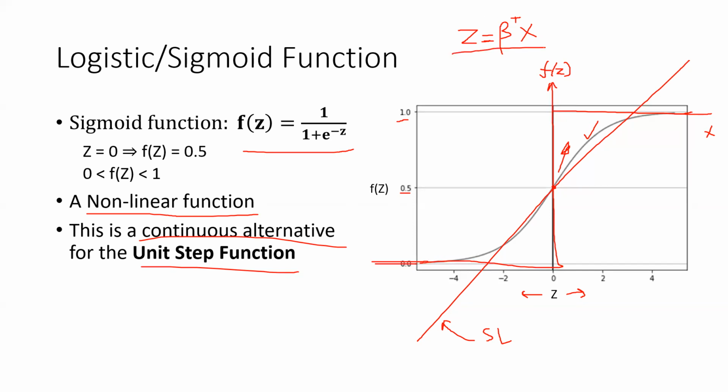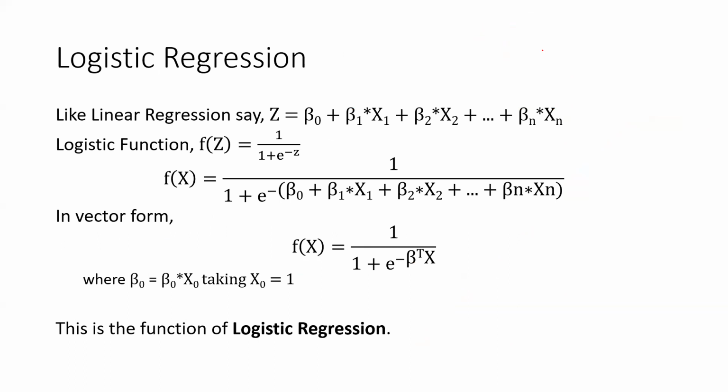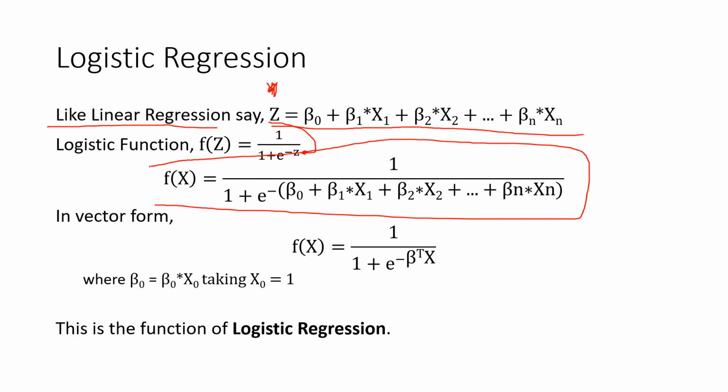Now we define z as beta transpose x, which is what we come up with in the linear regression. This is its mathematical representation. Like linear regression, we say that z is beta 0 plus beta 1 x1, plus beta 2 x2, plus up to beta n xn. You know this. If instead of z you had y, you know it is linear regression. In this case, we don't use y, we use z. Then we apply this z into the logistic function, or the sigmoid function, and you will get this function. This is the logistic regression relationship.